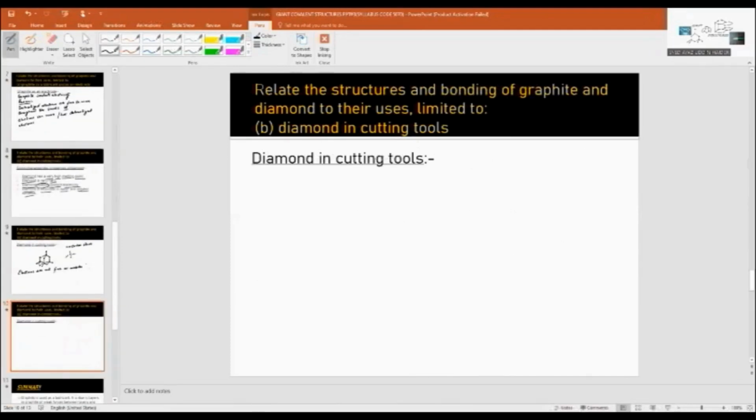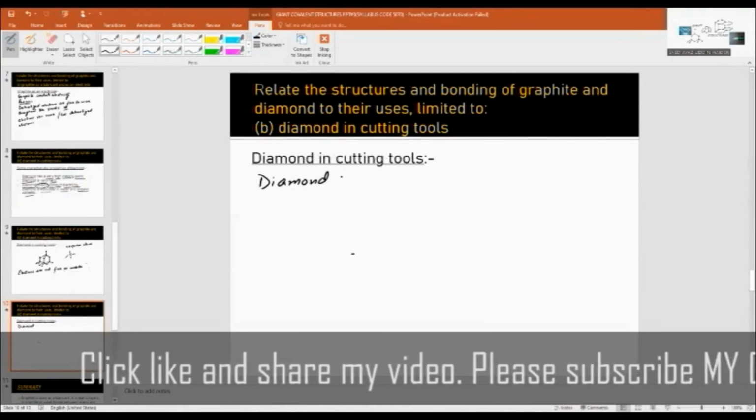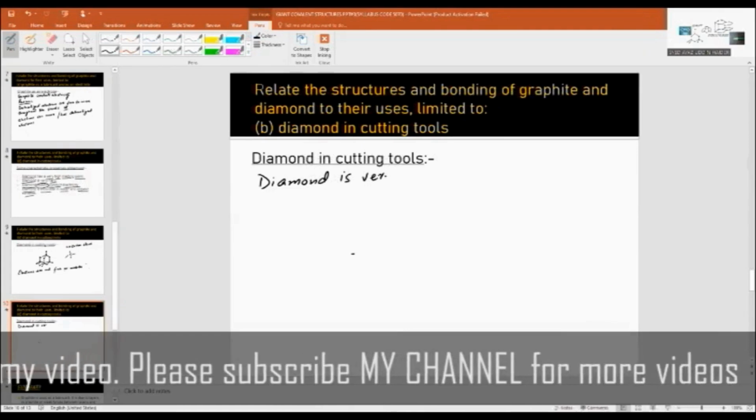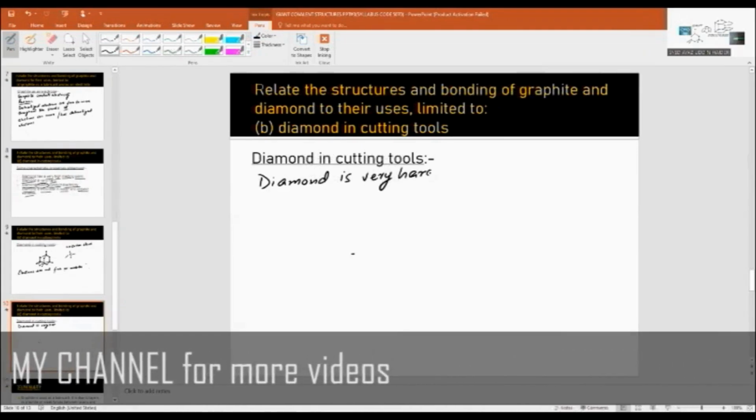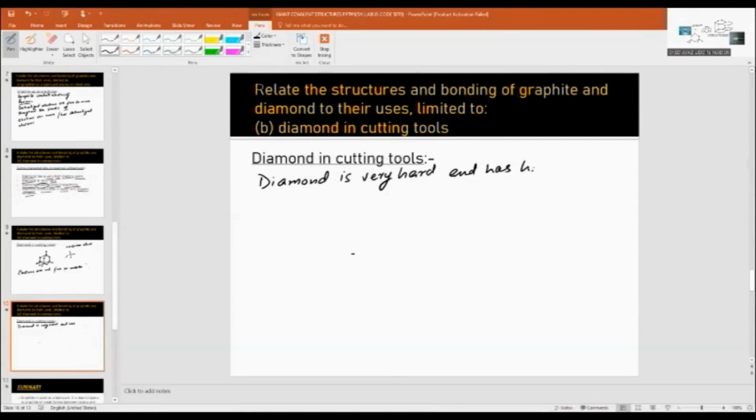Diamond in cutting tools. Diamond is very hard and has high melting point, almost 4000 degrees centigrade. Diamond is very hard and has high melting point, like 4000 degree centigrade.